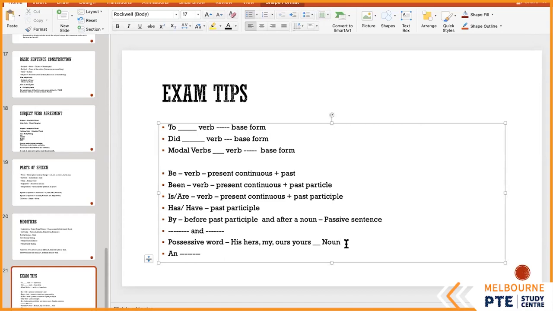So if I say, my dash is stolen, what should be in that dash? Wallet. A noun, right? So it can be wallet, book, bags, any of that. Got it?